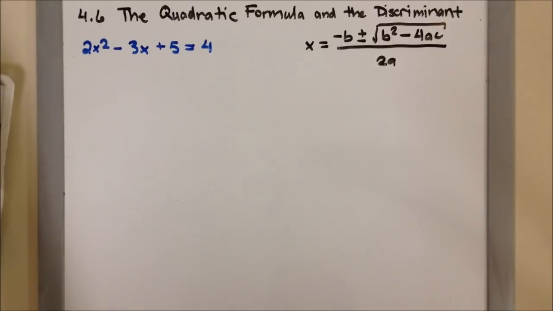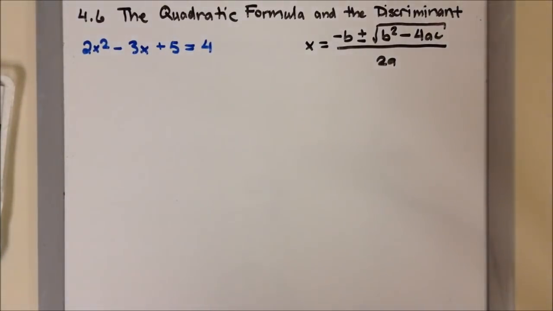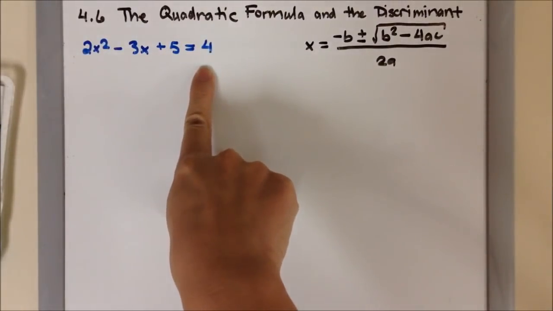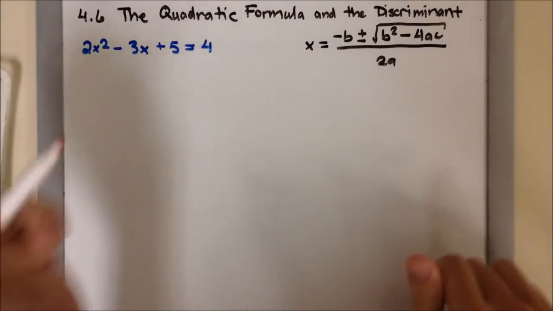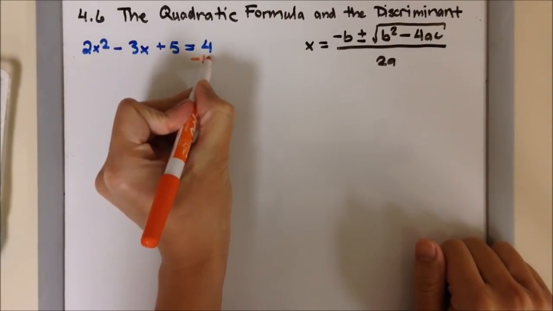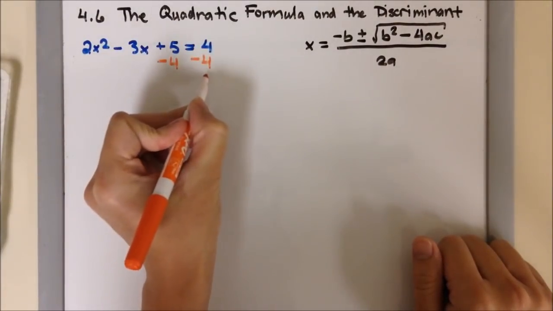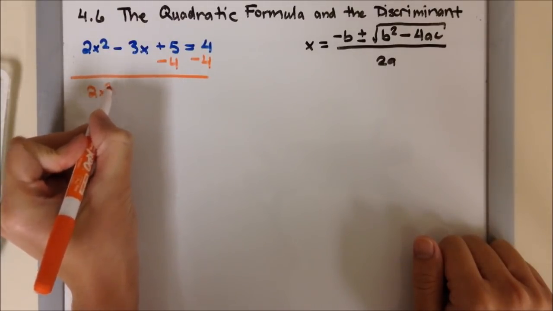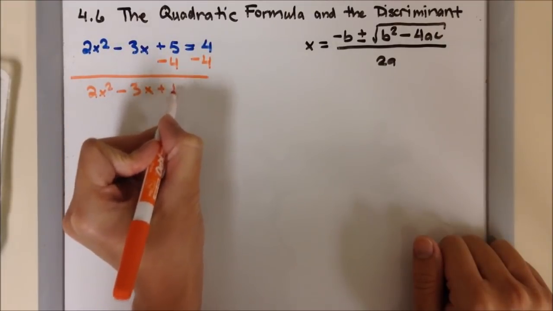So let's take a look at our first example: 2x squared minus 3x plus 5 equals 4. You can see that the majority is on the left side of the equal sign, so what I need to do is cancel out this 4. The opposite of 4 is minus 4 on the right, therefore minus 4 on the left with the number. So it's going to be 2x squared minus 3x, 5 minus 4 will be just plus 1, equal to 0.